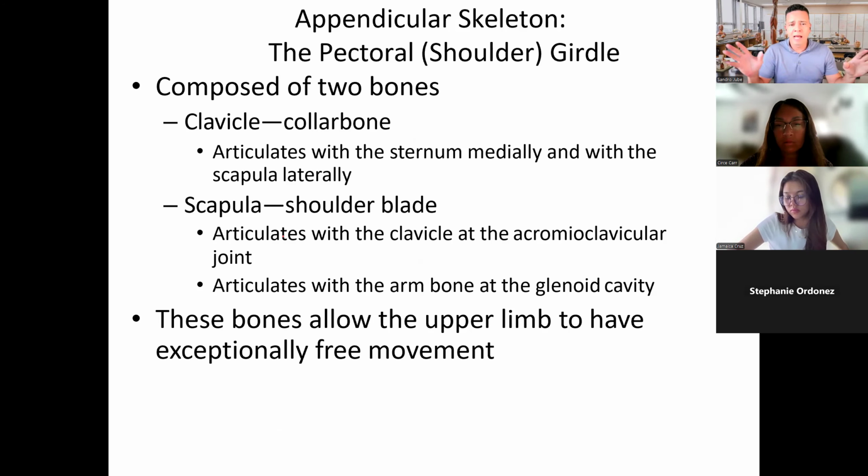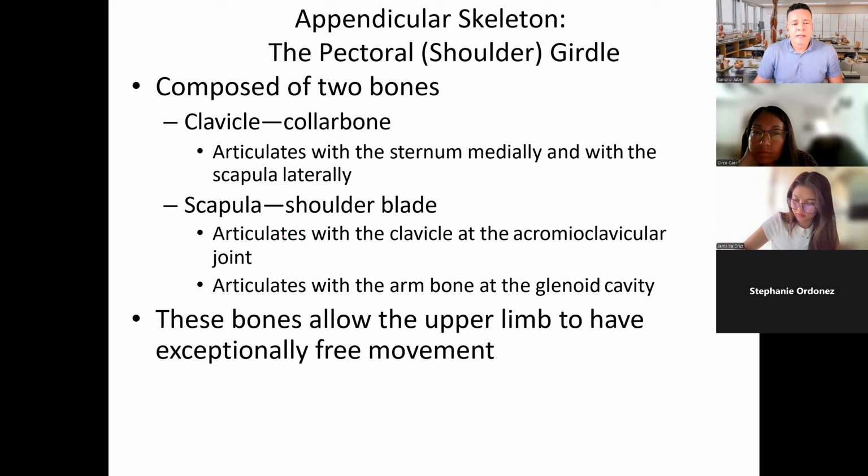So on the exam, I don't want you to put down, oh, that is the right pectoral girdle or the left pectoral girdle. No, you need to be specific. There are two bones that make up the pectoral girdle. We have the clavicle and we have the scapula.